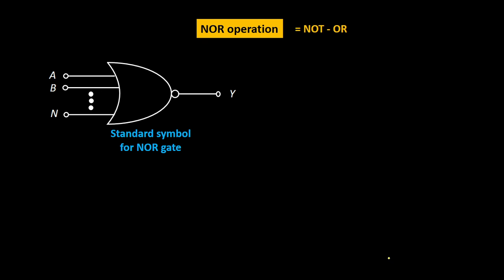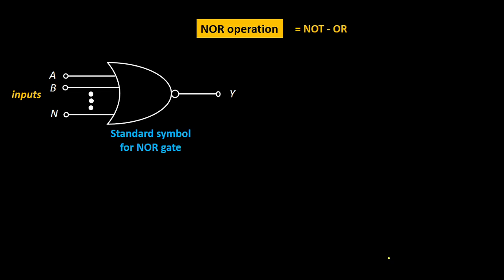Now let us see the NOR gate in operation. For the NOR gate operation, NOR is NOT OR. So it's a combination of two gates, the NOT gate and the OR gate. Its symbol is initially the symbol of the OR gate, and it is complemented, as you can see in the diagram. The first part represents the OR gate and the bubble represents the NOT gate.